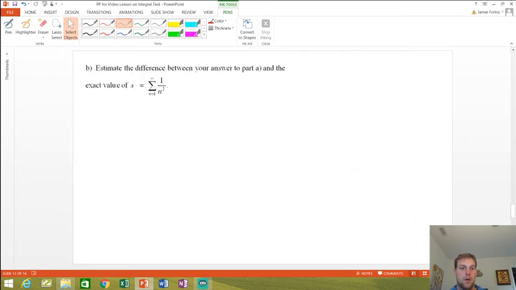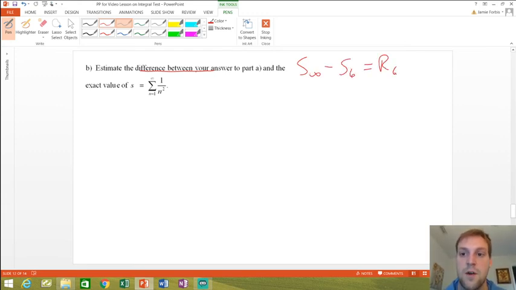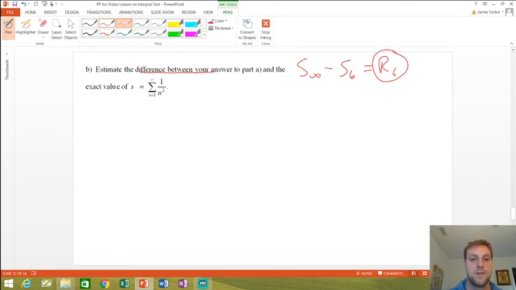Now, we're going to estimate the difference between my answer in part A and the exact value of S, or the exact value of the sum for that series. That literally is asking for the difference between S infinity and S6. That's another way of saying my remainder. I want to know what my remainder is, what my error is.